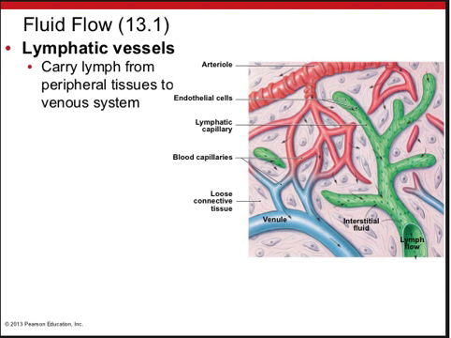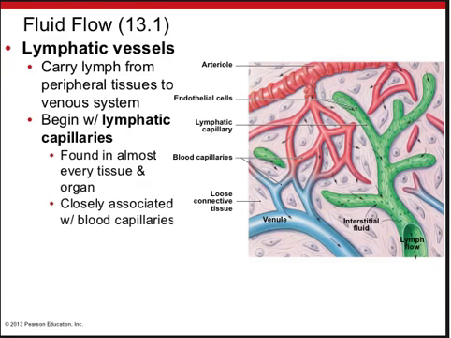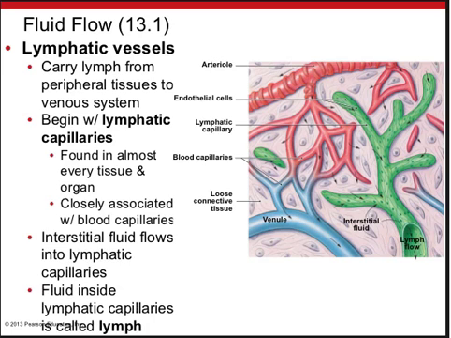Lymphatic vessels carry lymph from peripheral tissues to the venous system. They begin as lymphatic capillaries that have blind-ended sacs where they terminate. They're found in almost every tissue and organ, and they're closely associated with blood capillaries. The interstitial fluid flows into the lymphatic capillaries, and the fluid inside the lymphatic capillaries is called lymph.